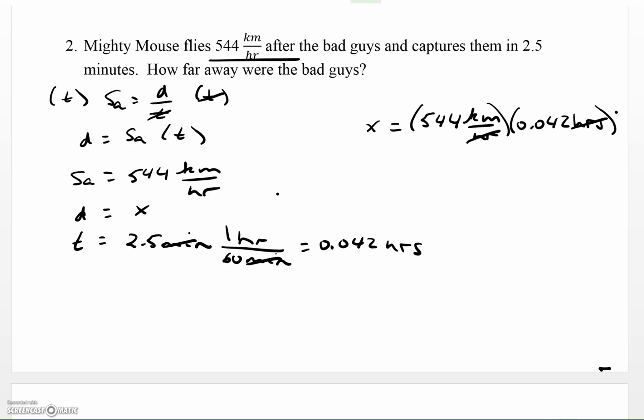We're going to take 544 multiply it by 0.042, and that's going to solve for our distance. So x equals 23 kilometers. And we want to say 23 kilometers because when we look back up at the original problem, we've got 3 significant digits in our average speed, and we've only got 2 significant digits in our time, so our answer is going to need to be rounded to 2 significant digits.